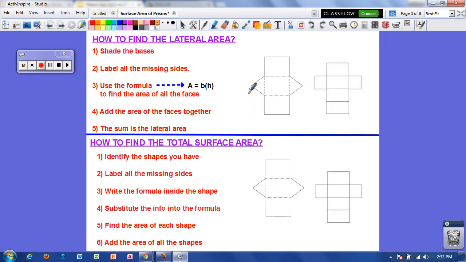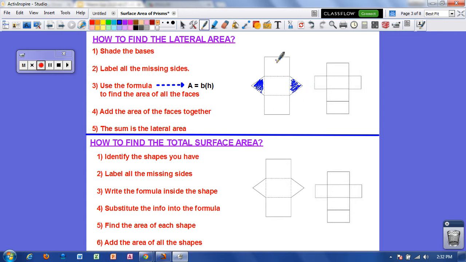Alright, so let's go ahead and talk about the steps for finding lateral and total surface area. If we're finding lateral area, the first thing we want to do is shade the bases. So if I were taking the lateral surface area of this figure, I'm going to shade in this base and this base. Remember, this is a triangular prism. That means the bases are triangles and they're kind of hanging off the side. So I'm just going to get rid of those. I'm going to ignore them. I only want to find area for these.